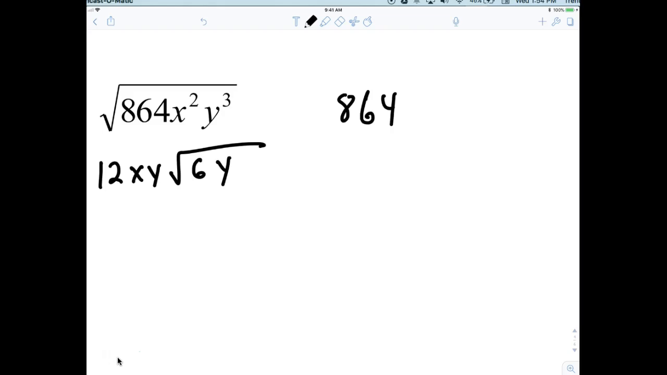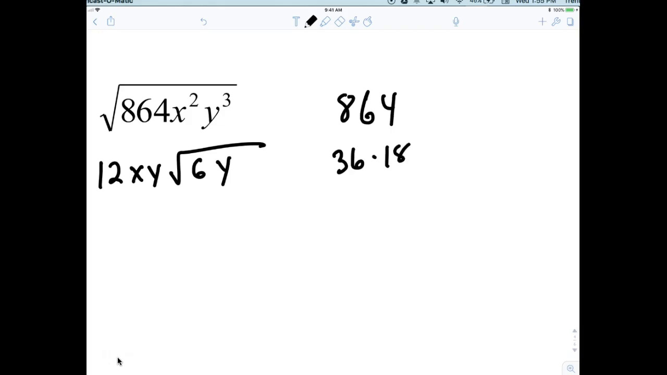All right, is it divisible by 4? Yes. All right. Is it divisible by 9? Yes. Now please listen to me. If it's divisible by 4 and it's divisible by 9, then it must be divisible by 36. Everybody with me? So now take 864 and divide it by 36 and tell me what that is.